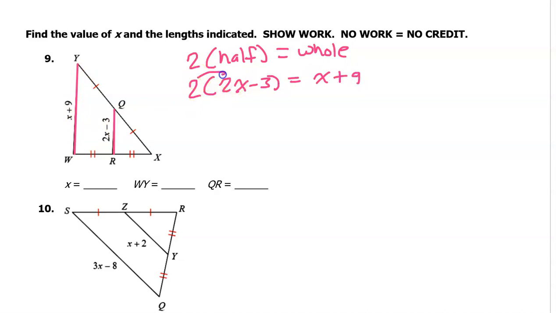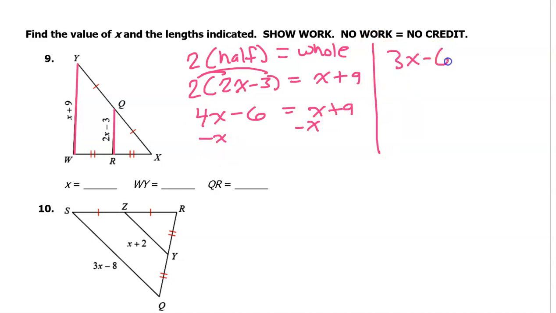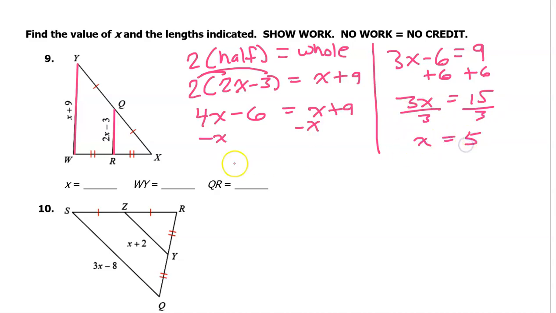We have to do the distributive property here. So this will give us 4x minus 6 is equal to x plus 9. And then we will subtract x from both sides to get those x's together. That will give us 3x minus 6 is equal to 9. Next, we will add 6 to both sides, which will give us 3x equals 15. And finally, we divide both sides by 3. This tells us that x is equal to 5.